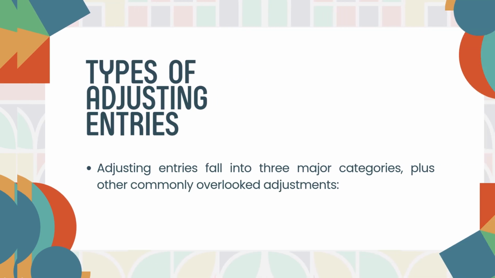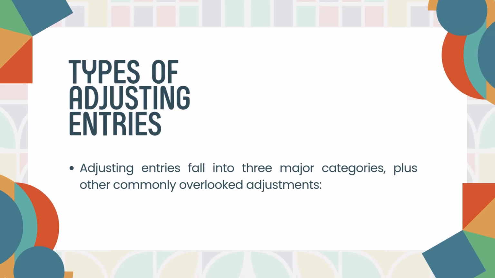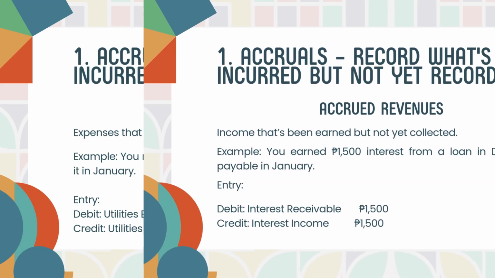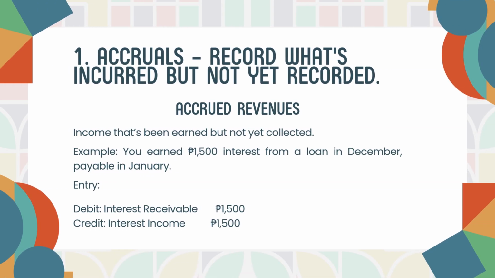Types of adjusting entries. Adjusting entries fall into three major categories, plus other commonly overlooked adjustments. 1. Accruals. Record what's incurred but not yet recorded. Accrued expenses. Expenses that have been incurred but not yet paid. Example, you received a $2,000 utility bill in December, but will pay it in January. Entry. Debit, utilities expense $2,000. Credit, utilities payable $2,000.